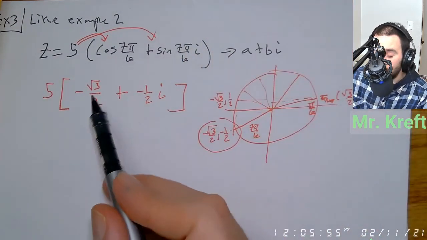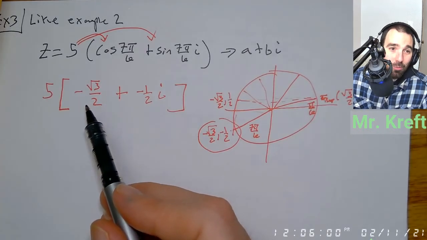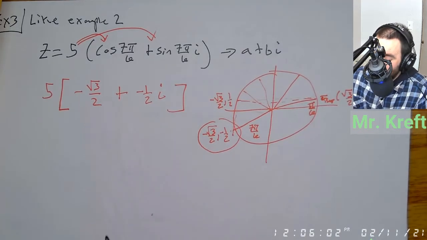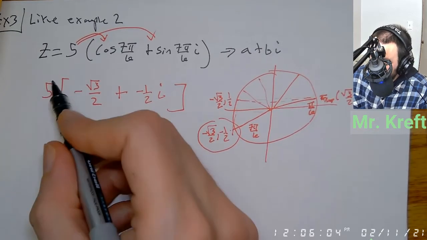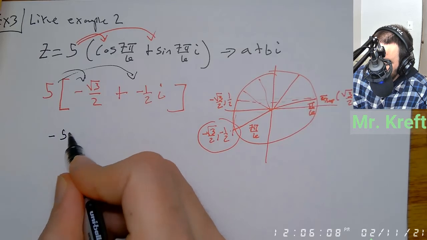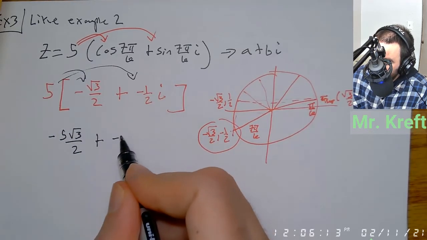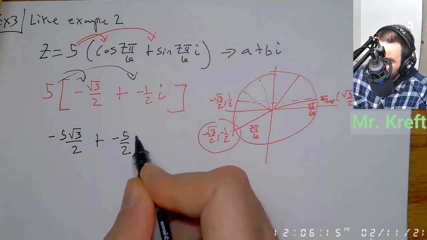Okay, and I'm glad I did this because look at that root 3. My answer is going to have an irrational part to it, right? So that means I'm going to have to do something. So let's take a look. So now I distribute. So I get negative 5 root 3 over 2, and then plus negative 5 halves i.